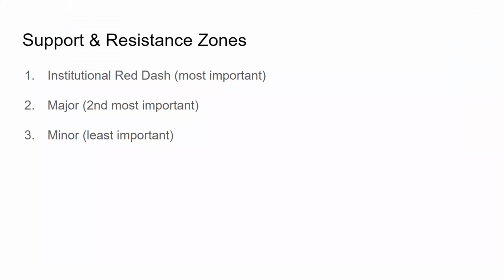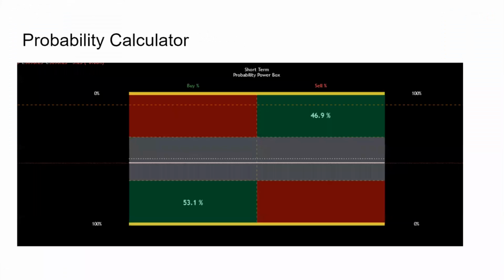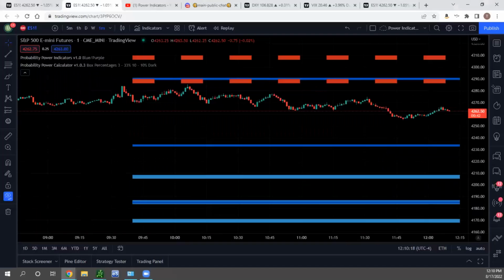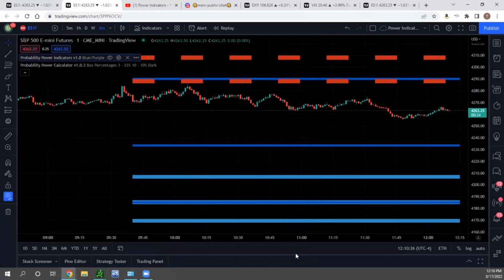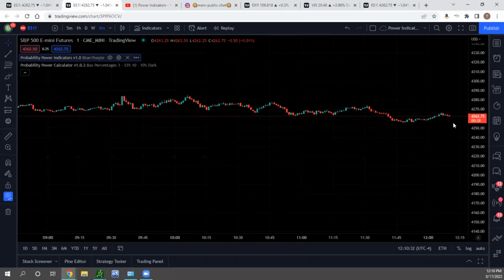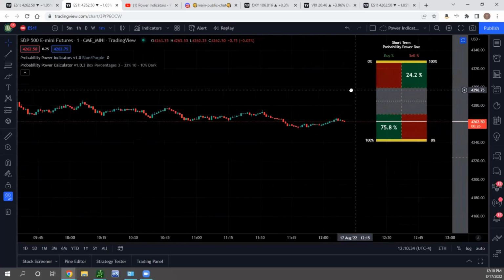So those are the support and resistance zones. Next, we have the probability calculator. And I'll just go straight to the charts here and I'll show you the probability calculator. Let me turn off the support and resistance zones. And I'll zoom out a little bit here and we'll drag the chart over.